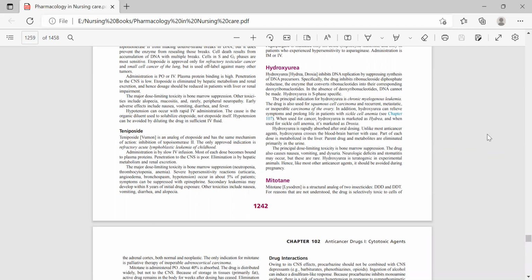Hydroxyurea is rapidly absorbed after oral dosing. Unlike most anti-cancer agents, hydroxyurea crosses the blood-brain barrier with ease. Part of each dose is metabolized in the liver. Parent drug and metabolites are eliminated primarily in the urine. Principal dose limiting toxicity is bone marrow suppression.